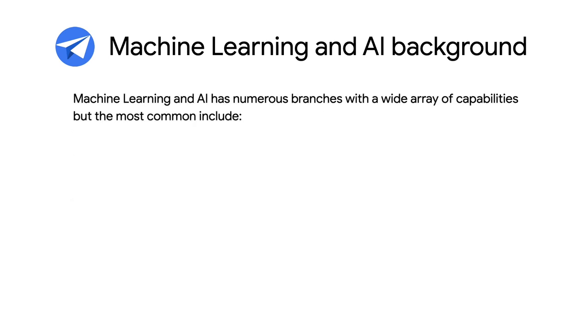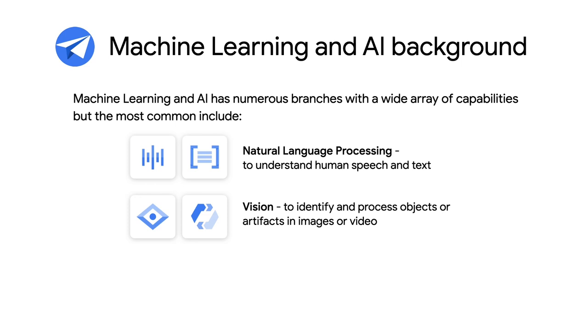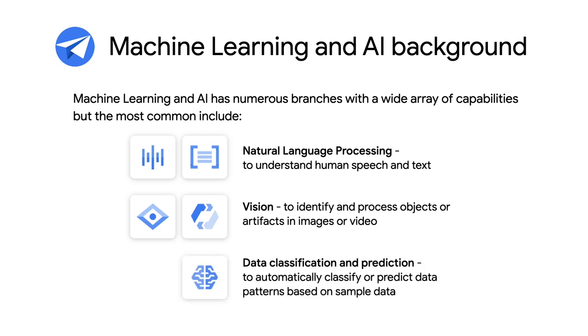Machine learning and AI have numerous branches with a wide array of capabilities, but the most common branches include natural language processing, which is to understand human speech and text, vision, to identify and process objects or artifacts in images or video, and data classification and prediction, to automatically classify or predict data patterns based on sample data. It's important to note, however, that using these technologies typically requires significant software engineering skills and training.